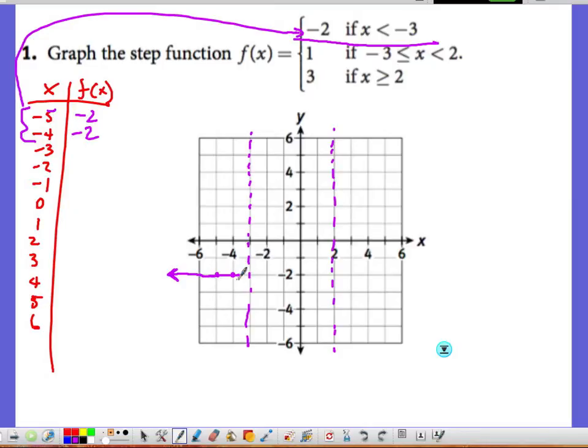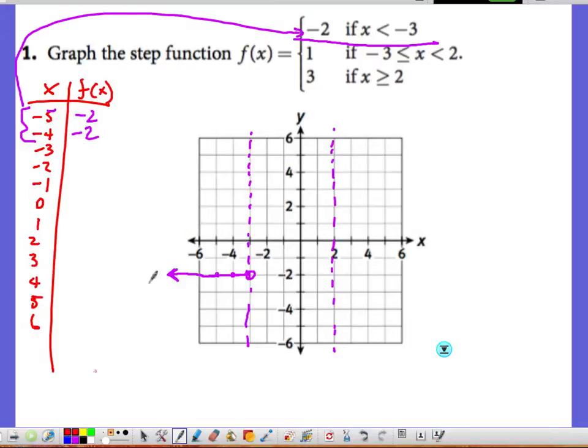But notice it's going to hit that wall right here, and once we hit that wall, we have to figure out whether to use an open or closed circle. Well, in this case it's going to be an open circle because I have less than. So there's my open circle right there. Okay, so that's the first part of the graph.